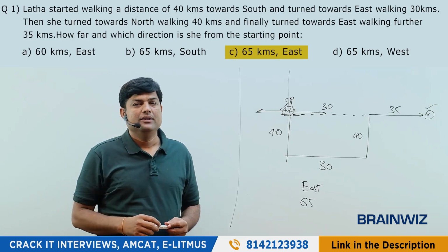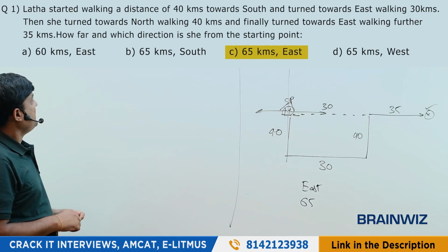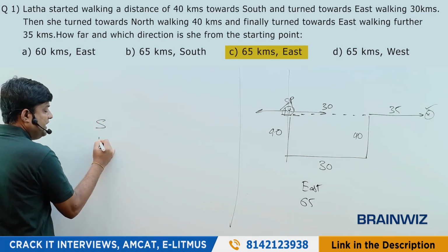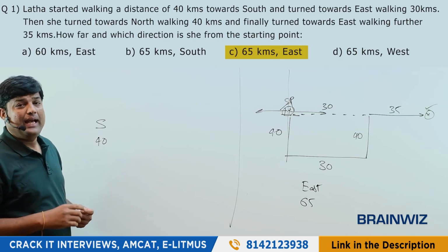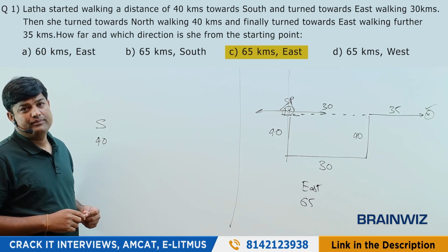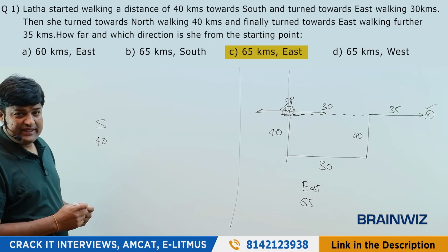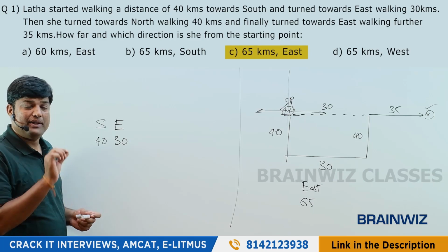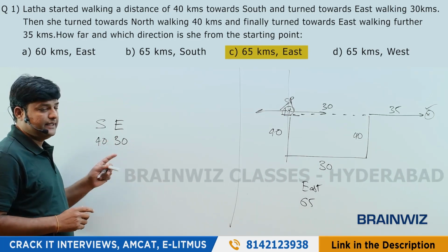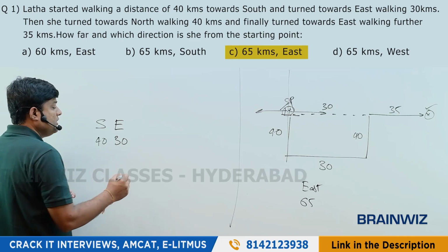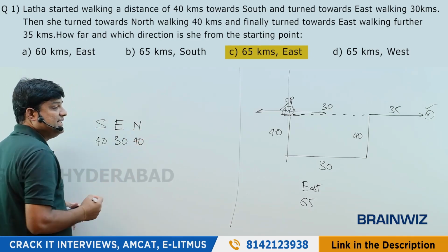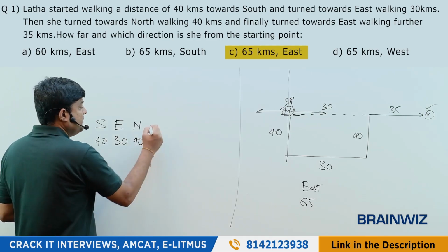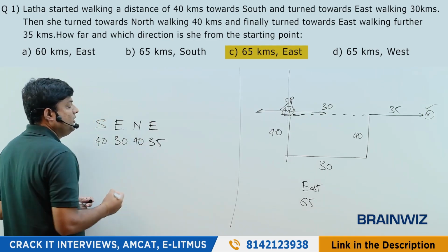Okay, now let's go and hunt here. He told you that she started walking towards the south, 40. I'm not doing anything, students. I'm just writing 40 kilometers. Are you understanding? Now, she turned towards the east, walking 30 kilometers. So I didn't draw anything. I'm writing the information here that she went east 30. And again, she has taken the north, that is 40, which you can see in the question. And finally, she turned towards the east. So let me write east here. He told you that that is 35 kilometers.